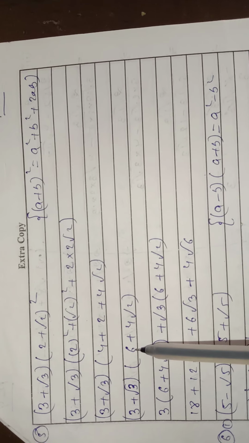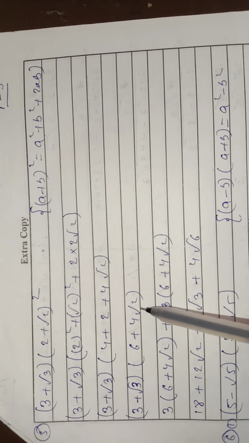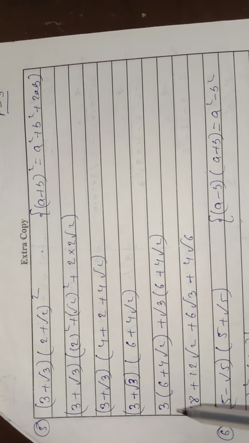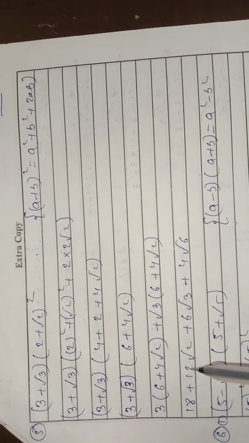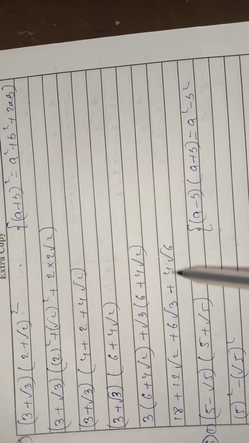4 plus 2 is 6. Again now same condition. This 3 multiplied by both numbers, root 3 multiplied by both numbers. 6 3s are 18, 4 3s are 12 root 2, 6 root 3 and 4 root 6.